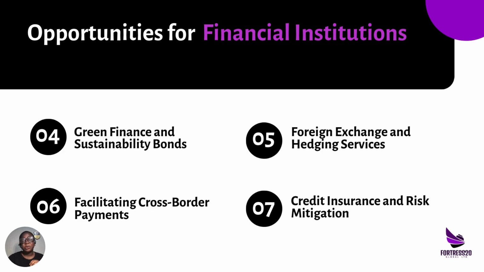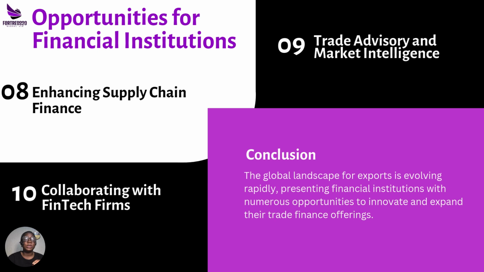Number seven, credit insurance and risk mitigation. One of the primary concerns for exporters is payment risk. Financial institutions can partner with export credit agencies to offer credit insurance and guarantee products. This helps exporters to secure payments and expand into riskier markets with confidence.